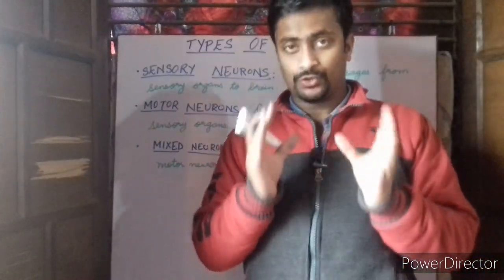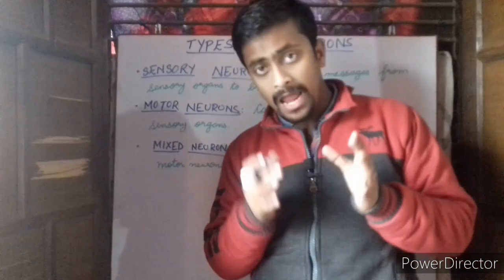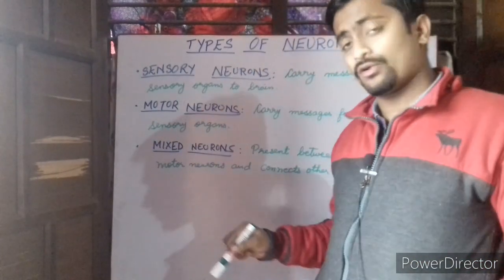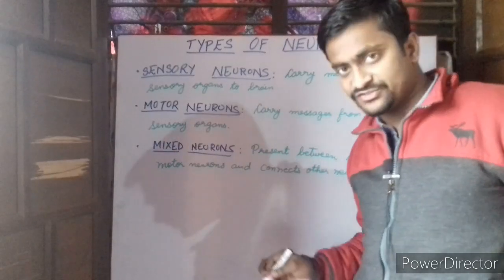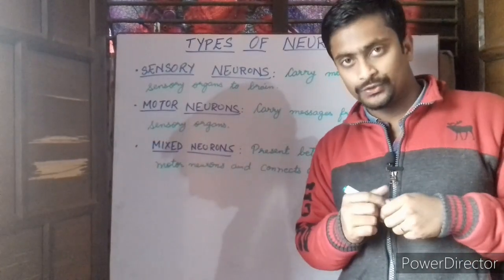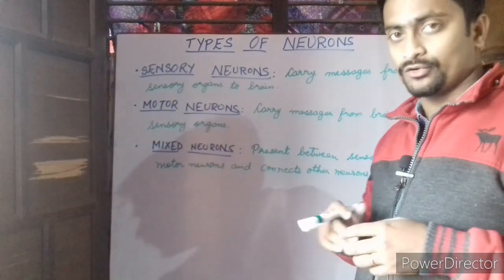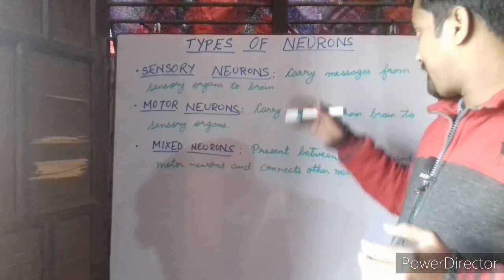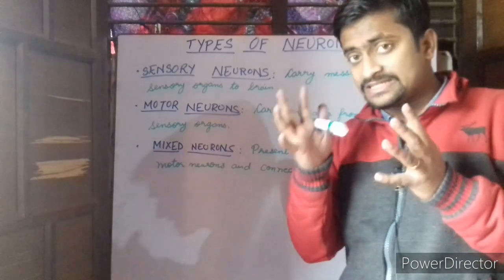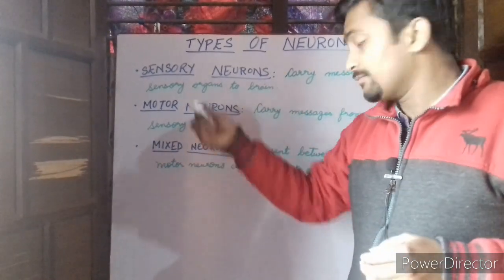Three types of neurons are present in the human body, namely the sensory neurons, the second one is the motor neurons, and the third one is the mixed neurons or interneurons. Now these sensory neurons, as the name suggests, carry messages from the sensory organs to the brain.